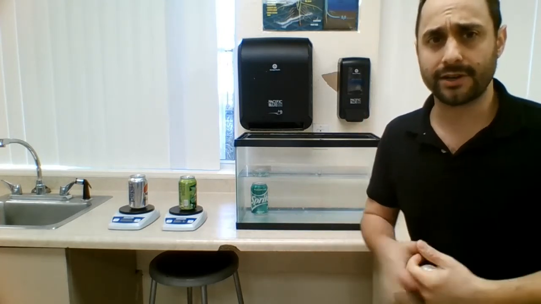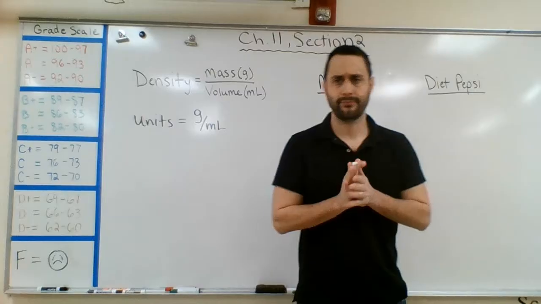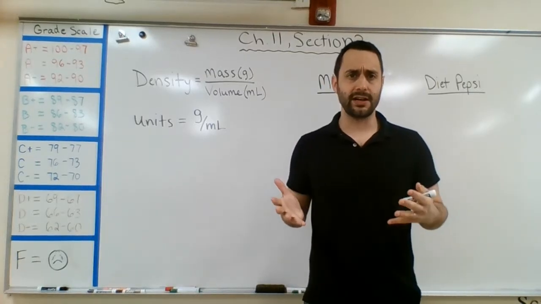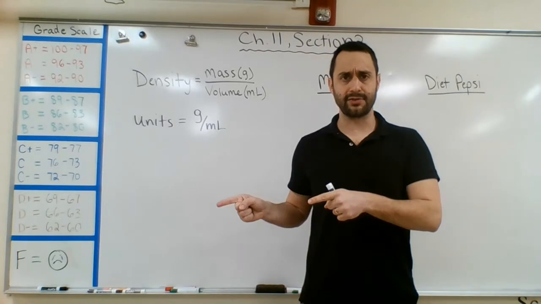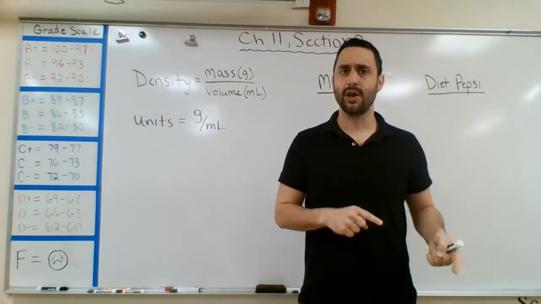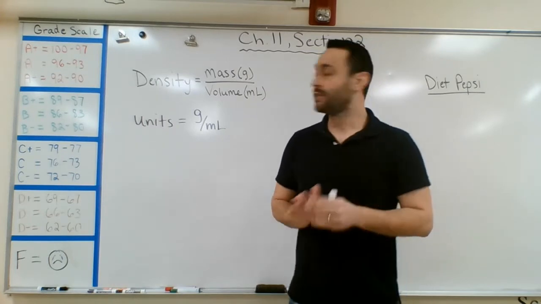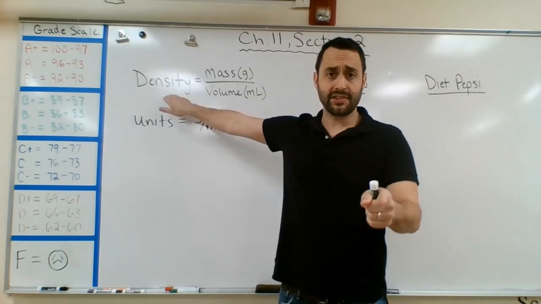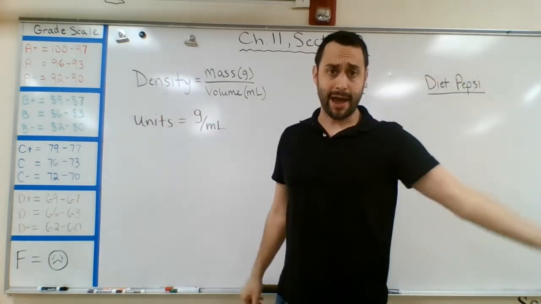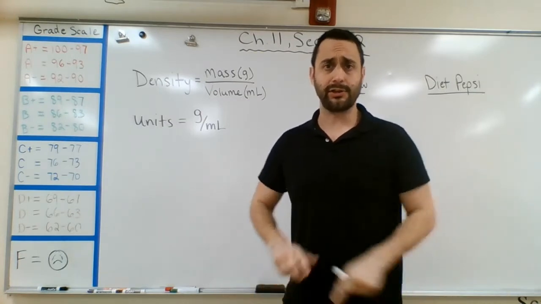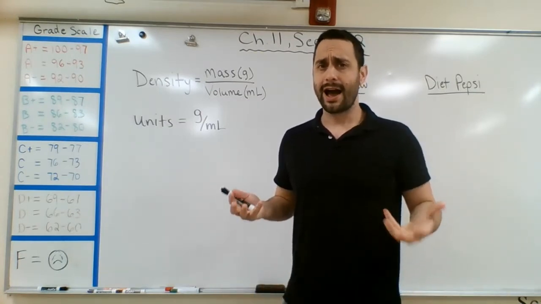So to understand what's going on here, we're going to go to the board. In order to understand why one can of soda is going to float while the other one sinks, we have to look at more than just their mass alone. We're going to look at their density. This is a little bit of review from way back in chapter 1 earlier this year when we talked about how to find density.